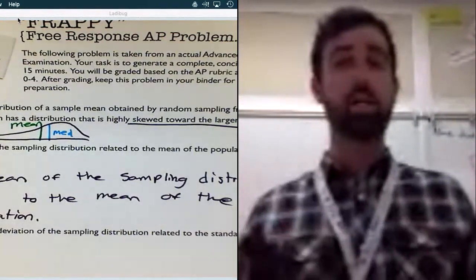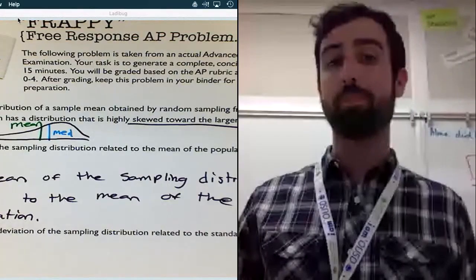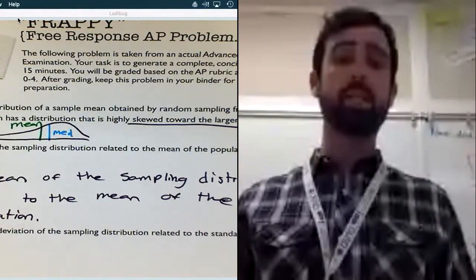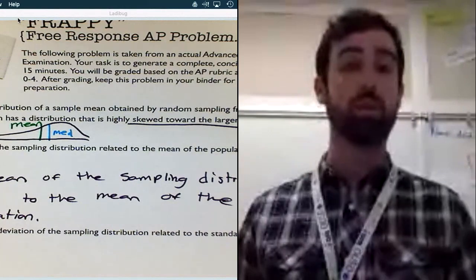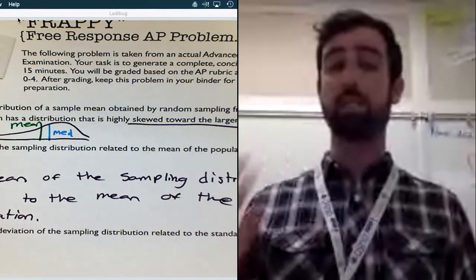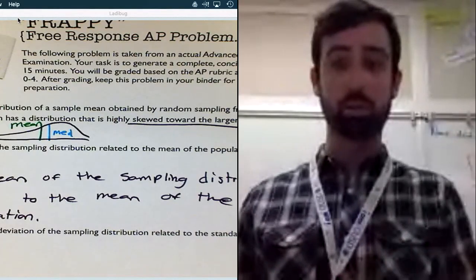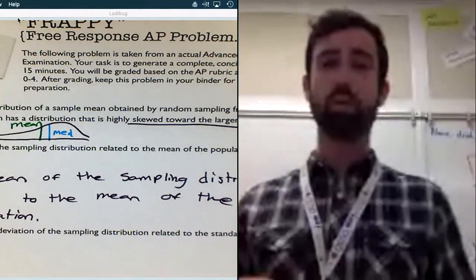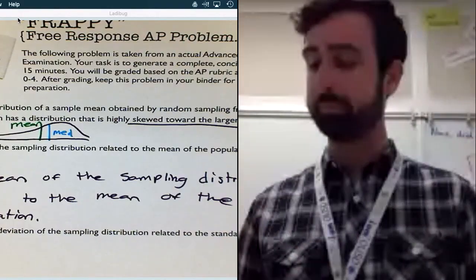In 98, they were still trying to get a feel of the test and how to actually assess kids' ability on the AP exam. Nowadays, on the AP exam, they like more application versus just straight, do you know the theorem? Do you know that the mean of a sampling distribution of means is equal to the population distribution? That's kind of old school AP stats thinking. New school is, hey, let's actually have them apply it.